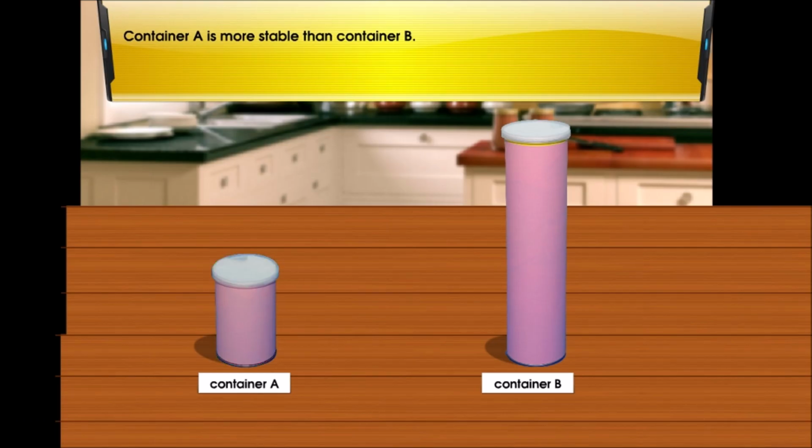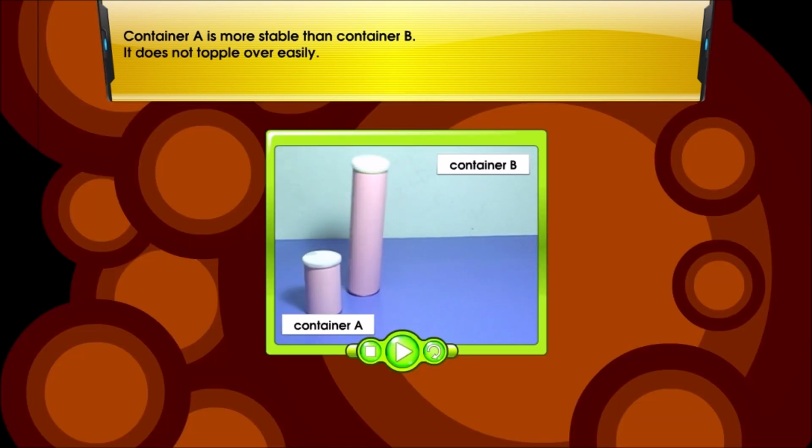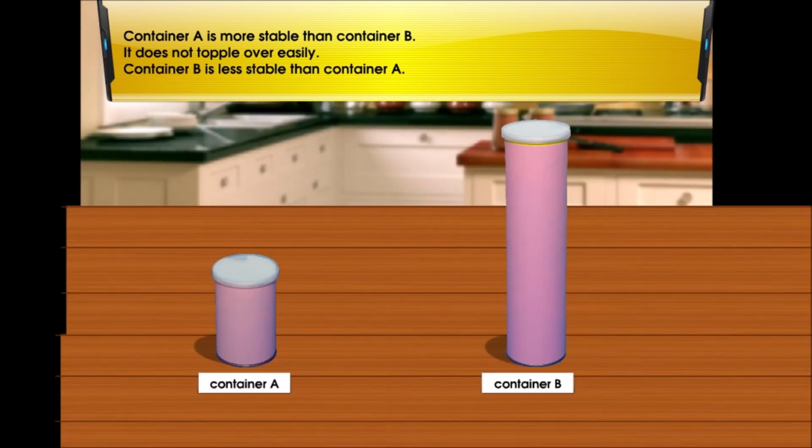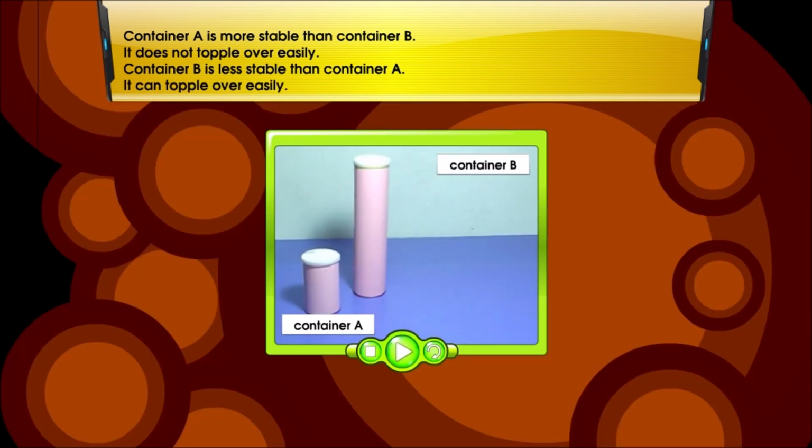Container A is more stable than container B. It does not topple over easily. Container B is less stable than container A. It can topple over easily.